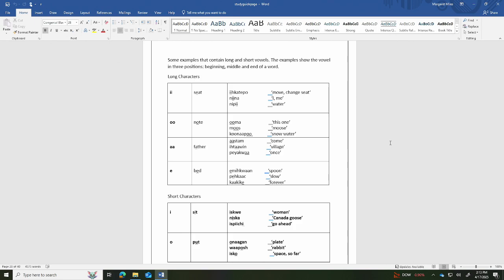And for the E sound, Emekwan. Meaning spoon. Bekat. Slow. Bekat or slowly. Kagige. Forever.